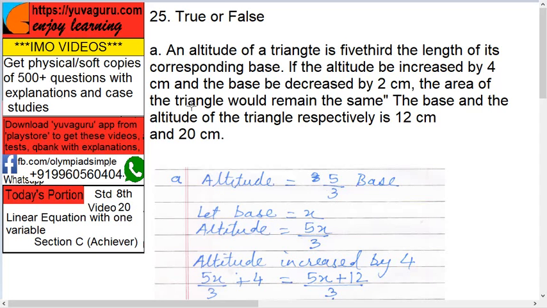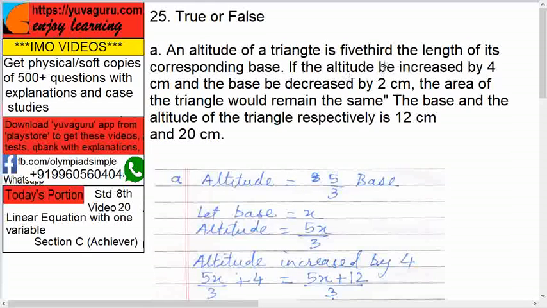The area of the triangle would remain the same. So the base and the altitude of the triangle are respectively 12 centimeter and 20 centimeter. So remember what the problem is. Altitude equals 5/3 of the length of the base.